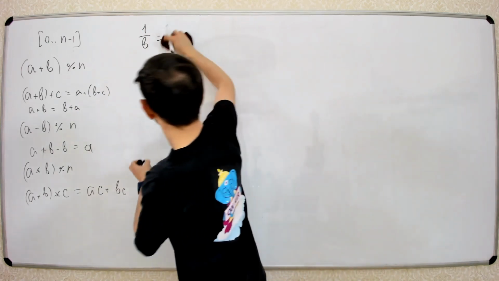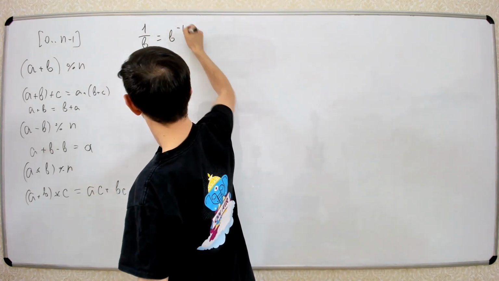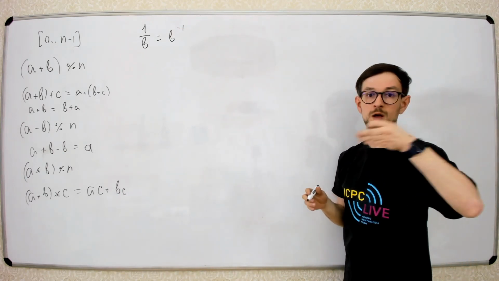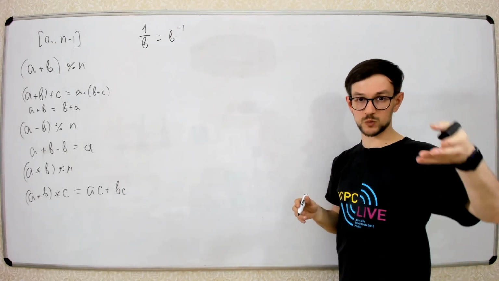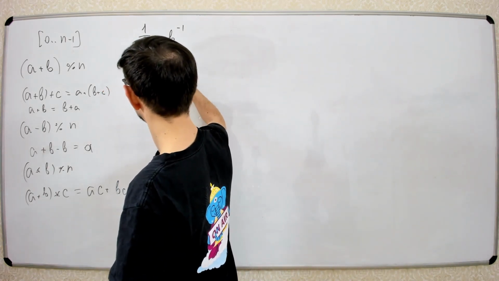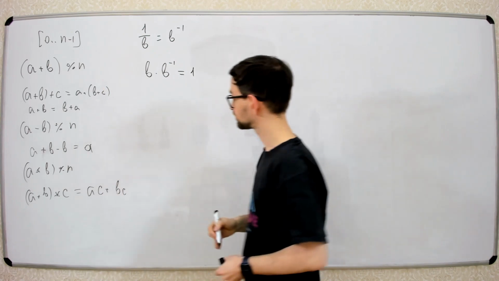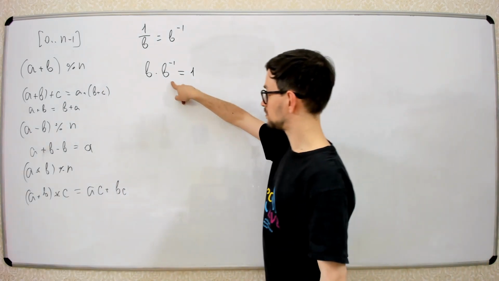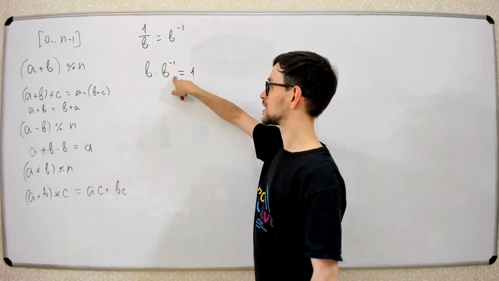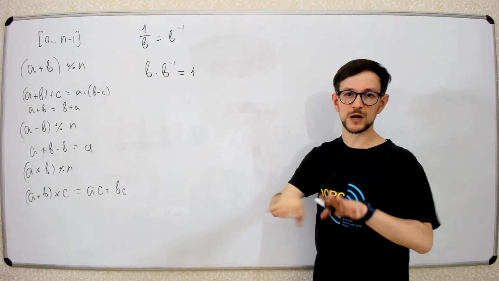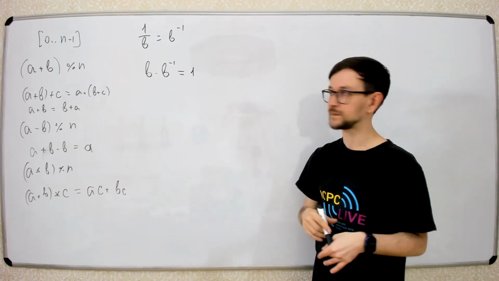Let's call it b to the power minus 1. How to calculate b to the power minus 1? Again, just by definition, b to the power minus 1 is the number such that if we multiply b by it, we get 1. Let's try to find the inverse of b such that if we multiply it by b, we get 1 modulo n. We take all calculations modulo n.